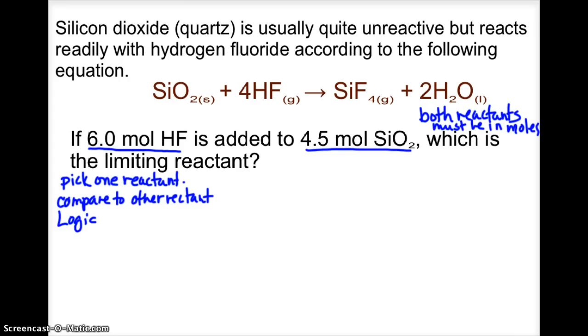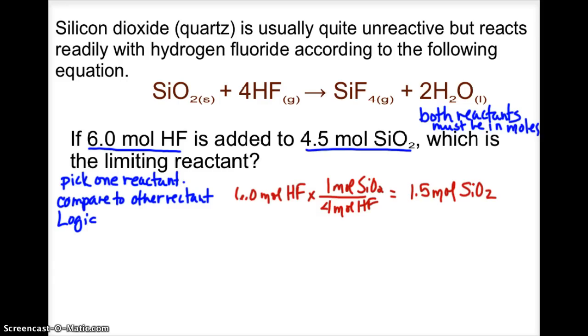To solve this, the first thing you have to know is that you need to have both of your components in moles. So if I give you an amount in grams, you need to convert it to moles. Secondly, you then pick one reactant, you're going to compare to the other reactant, and then you're going to use logic to solve this problem.